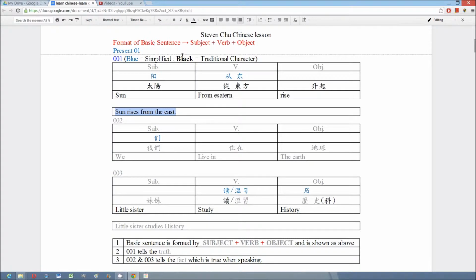Sun rises from the east. Subject, verb, and object. Okay. The example number 2. 我们住在地球. We live in the earth. Subject, verb, and the object. Number 3. 妹妹温习历史. Little sister studies history. Subject, verb, and the object.